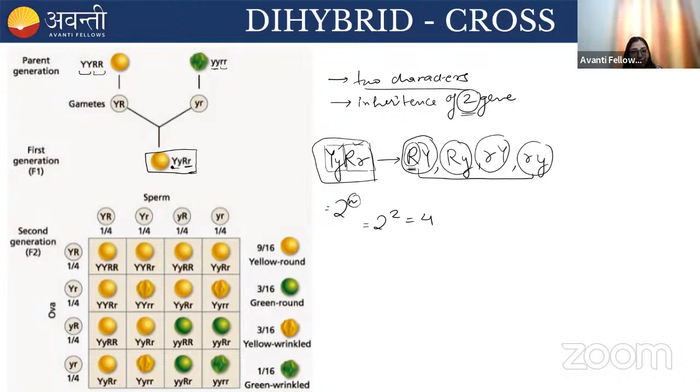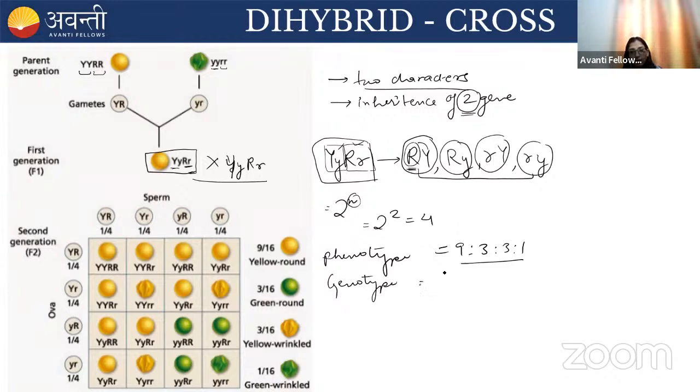Now we do the selfing of the F1 generation. So this is crossed with capital Y, small y, capital and small. On selfing, it produces 16 progeny, and they show a phenotypic ratio of 9:3:3:1. And the genotypic ratio is 1:2:1:2:4:2 or 1:2:1. Remember the phenotypic and the genotypic ratio of the dihybrid cross.